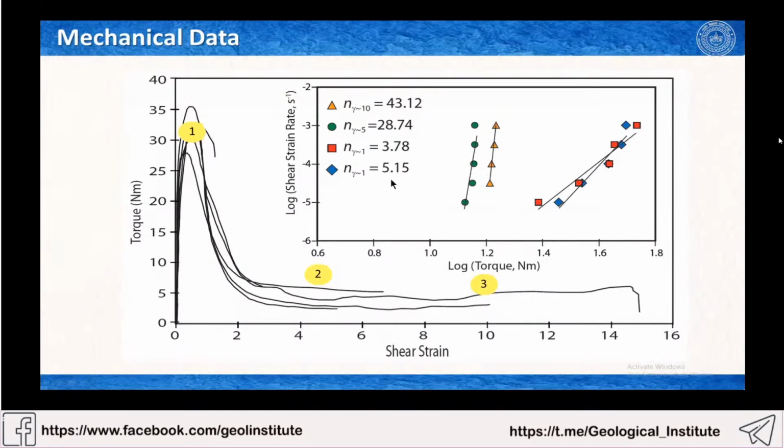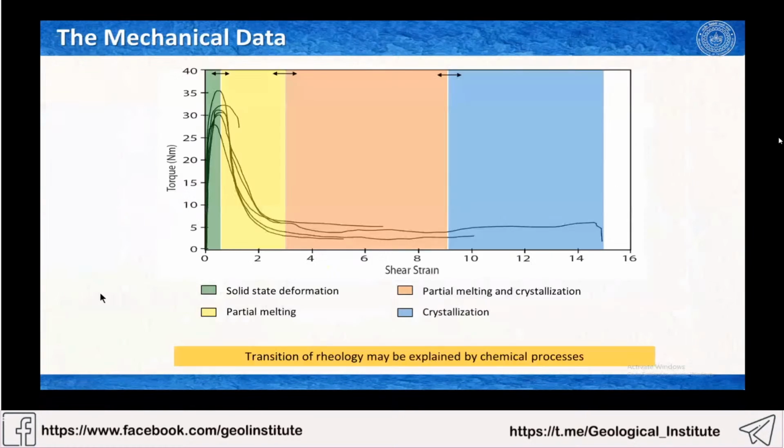But when you go to the higher stage, the stress exponent is extremely high and it becomes plastic. So it goes up to a stress exponent of 43. And no surprise, it produced a fracture at shear strain 15. We can see this in a different way, or classify it in a different way.